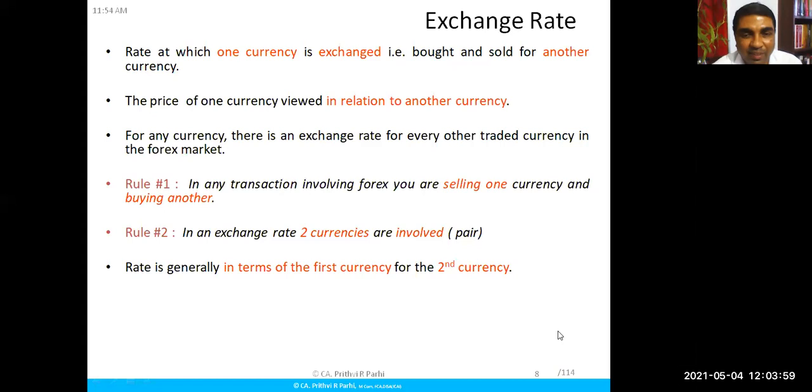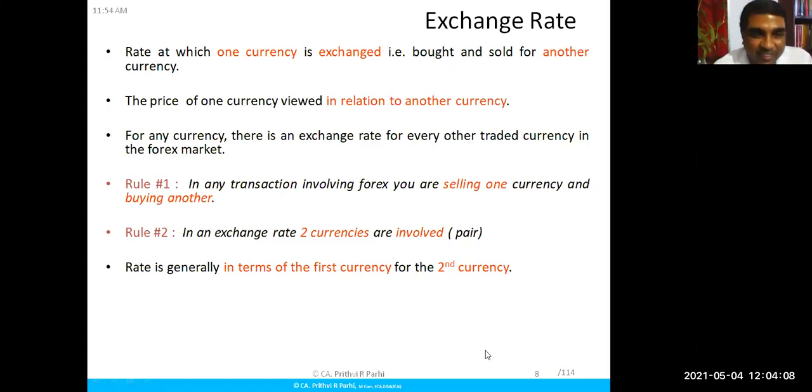That's a dollar-rupee pair, a rupee-pound pair, a pound-yen pair. So every rate is expressed in terms of the pair. That is called pairing. Understood the second rule? Yes, sir. Now, a rate is generally in terms of the first currency for the second currency.